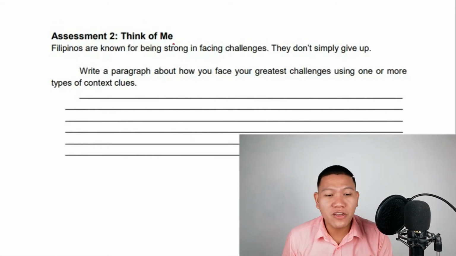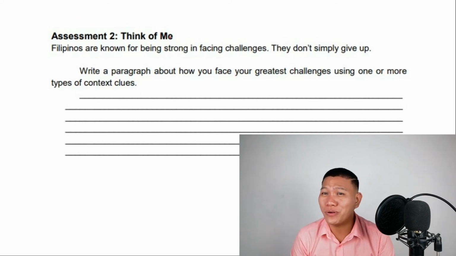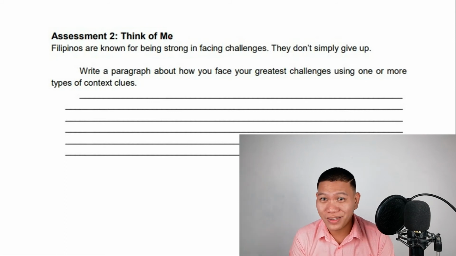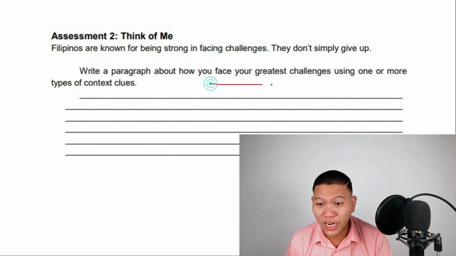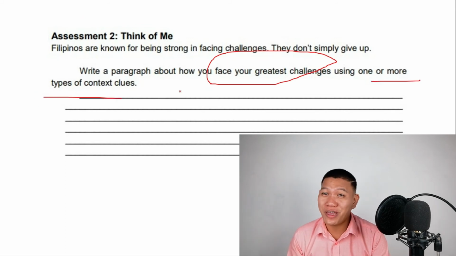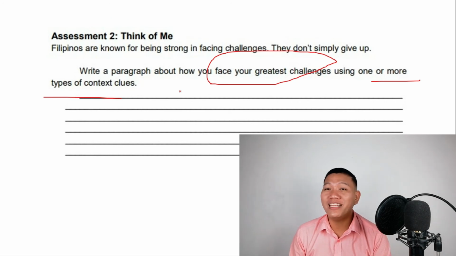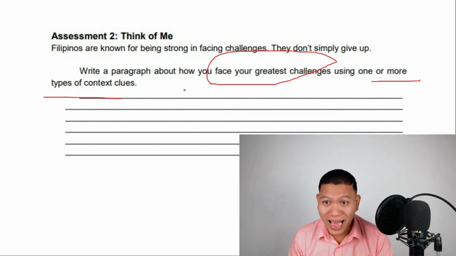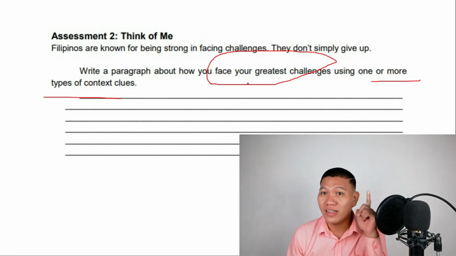Assessment number 2, think of me. Filipinos are known for being strong and facing challenges. That's very true. No matter how challenging, no matter how tough the problem is, we can get through it because we are very strong. Write a paragraph about how you face your greatest challenges using one or more types of context clues. So share your own experiences. What were the challenges and the problems you have encountered in the past? Okay? And then you can use one or more types of context clues.